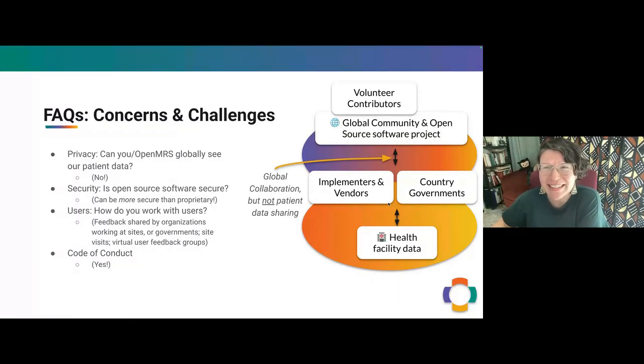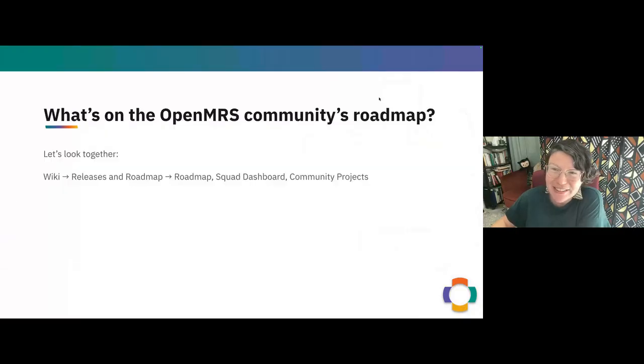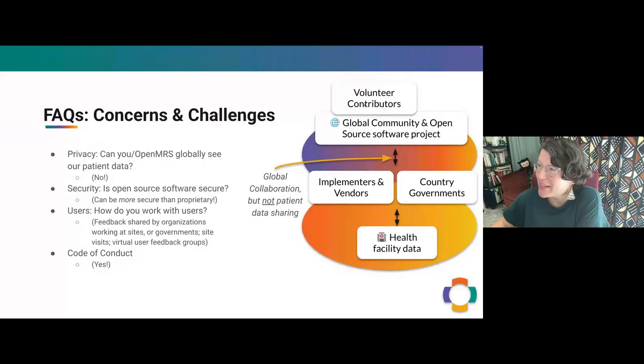And this diagram, we try to explain it here. At the health facility level, you can see that the health facility, like a clinic or a hospital, works with their vendor, the people who are bringing them the technology and the people who are on the phone giving help desk support, and with their government, whether that's regional or national. And then we are up here, the global community. Here you are, volunteer contributors. So we collaborate globally at this level, but we're not seeing data at this level. We're not sharing patient data up here in the cloud.